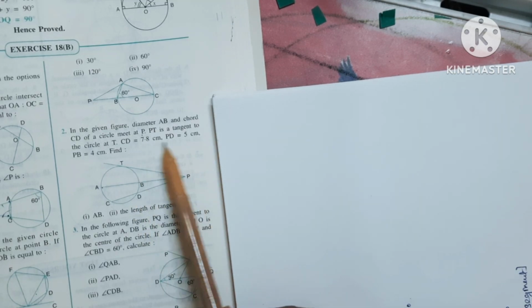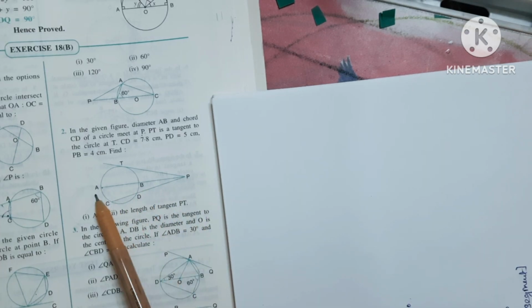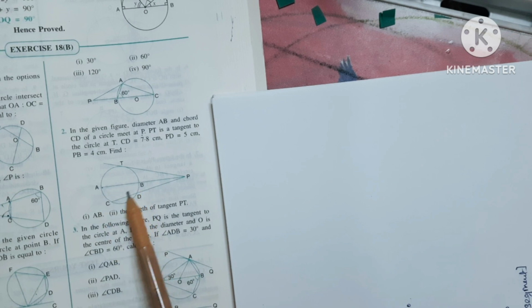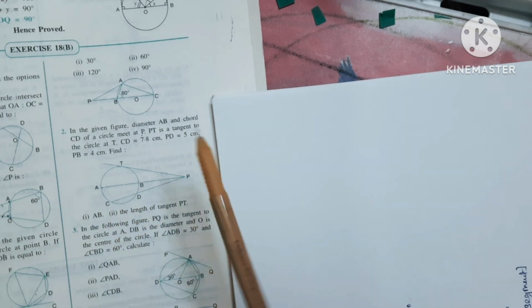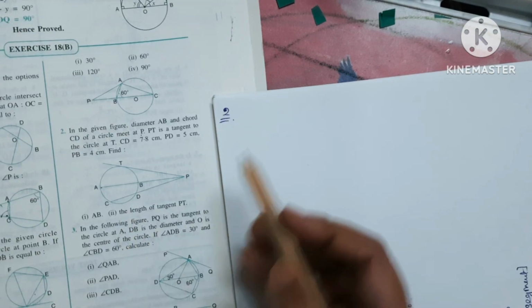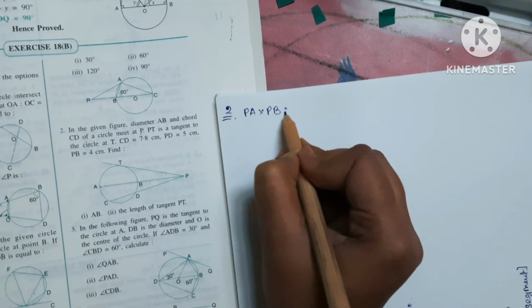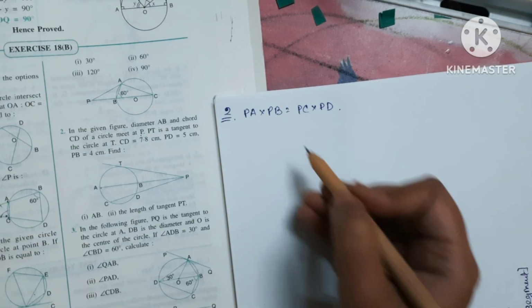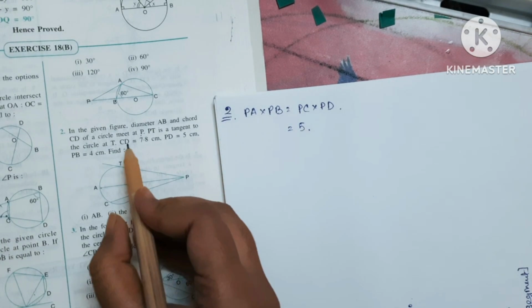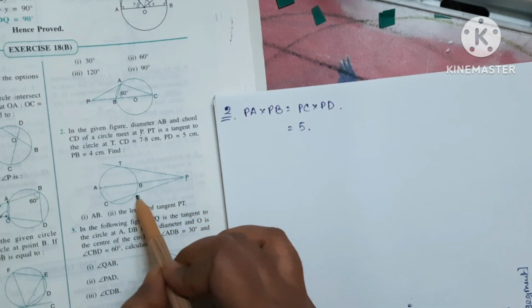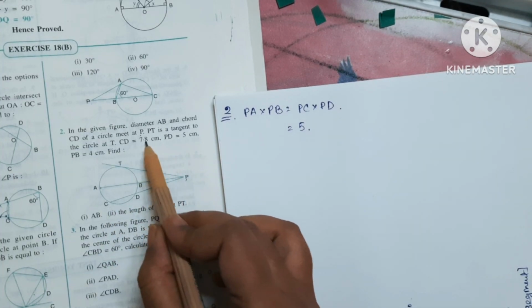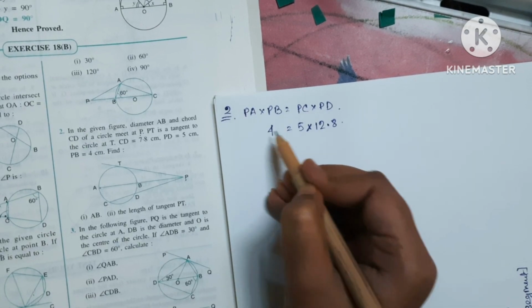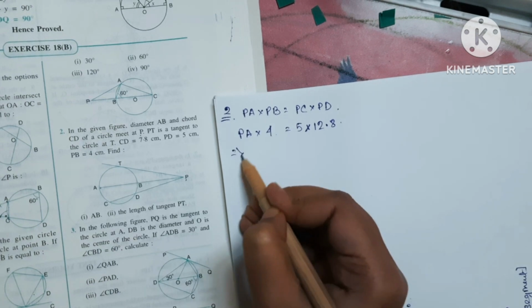So you can easily calculate PC. Now AB is a diameter, which means it is also a chord, and CD is another chord. By theorem 12, PA into PB is equal to PC into PD. PD is 5, and PC is PD plus CD, so 5 plus 7.8, that is 12.8. PB is given as 4, and PA is not given to you.